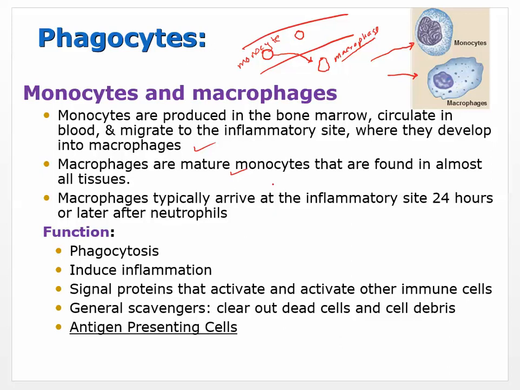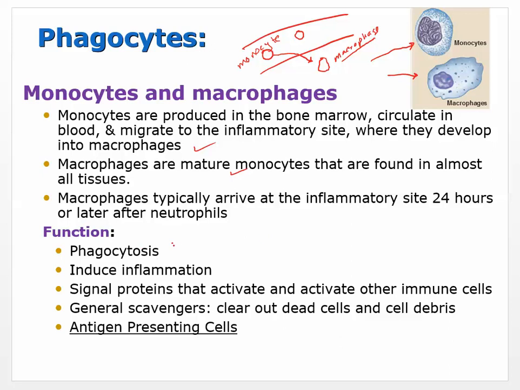They typically arrive later. Remember, our first responders are the neutrophils, and the neutrophils will lay down a signal saying, hey, there's something going on here. We need some big guns. And the macrophages are these larger cells that are good at engulfing or phagocytosing stuff. Okay, so they arrive at the inflammatory site about 24 hours or later after the neutrophils are there.